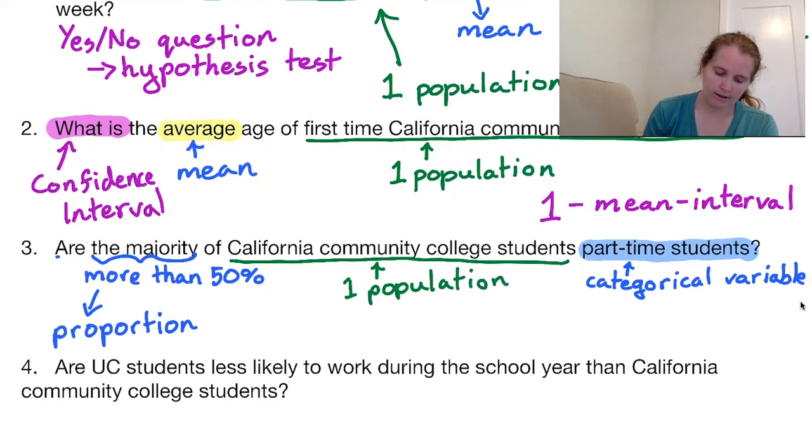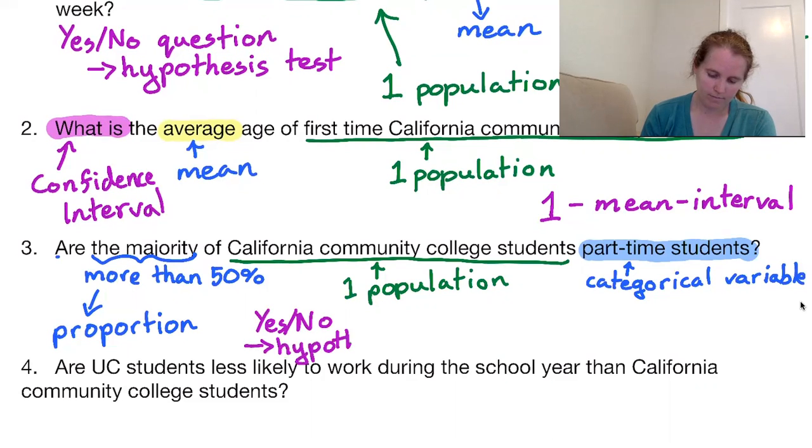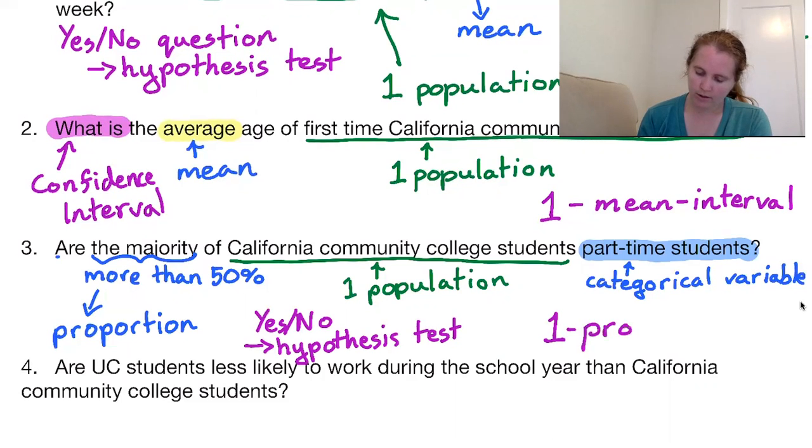Are the majority, are more than 50% of California community college students part-time students? This is a yes/no question, so we are doing a hypothesis test. So putting this all together, we have one population. We are dealing with proportion. I'm going to shorthand that instead of writing the whole word, just prop for proportion. And we are doing a test.